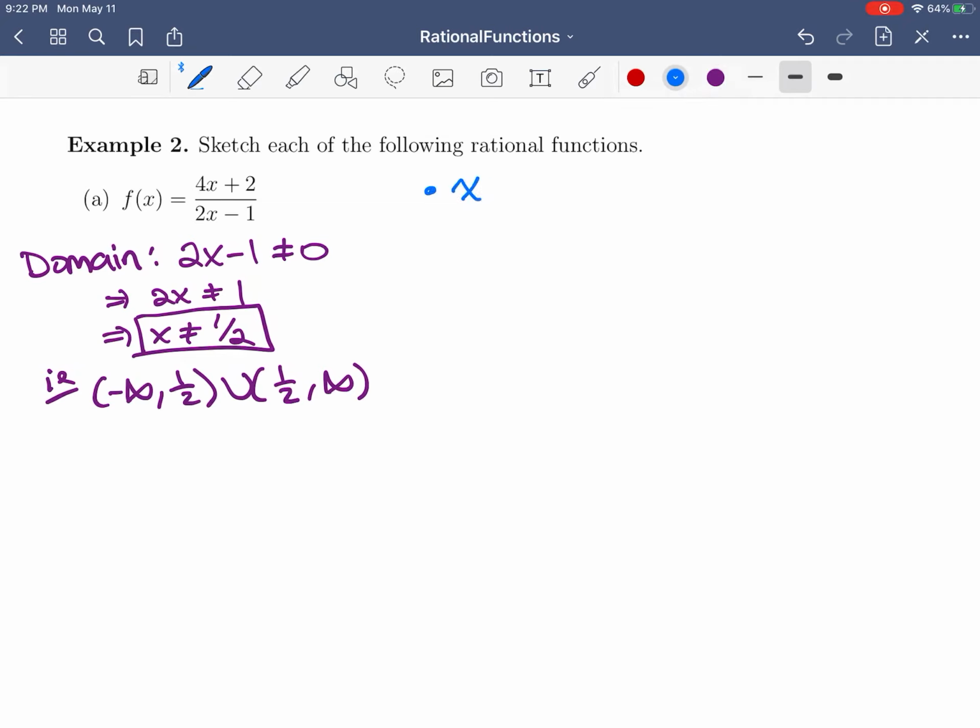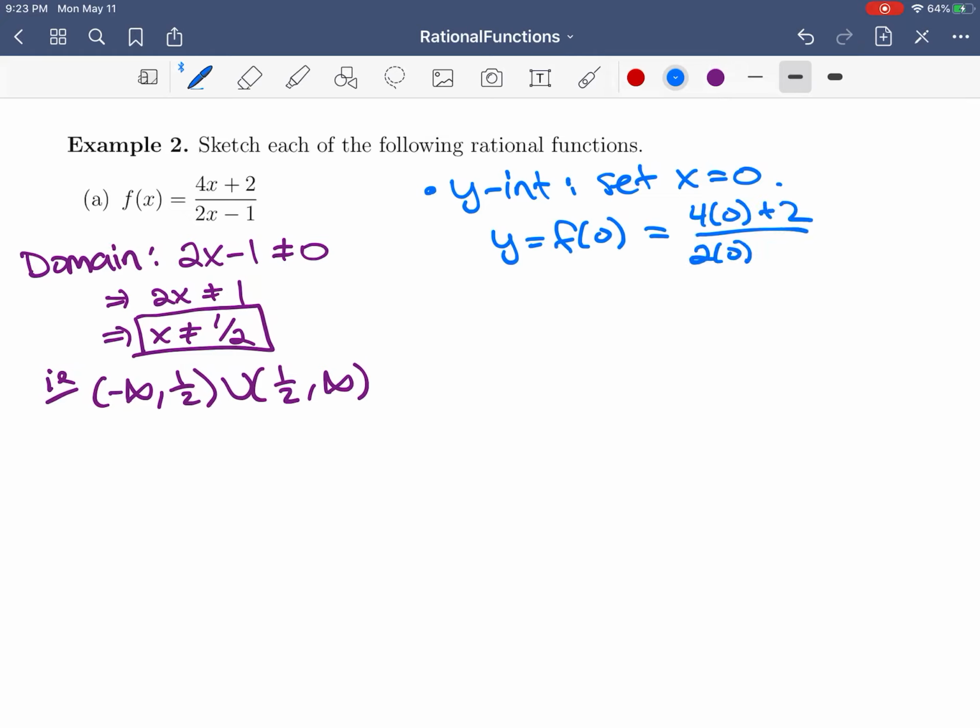Now, when we're sketching, it's nice to have the intercept values. So let's do the y-intercept. We set x equal to 0. So then y is f of 0, which is 4 times 0 plus 2 over 2 times 0 minus 1. That's going to be 2 over negative 1, or negative 2. So the y-intercept is at 0, negative 2.